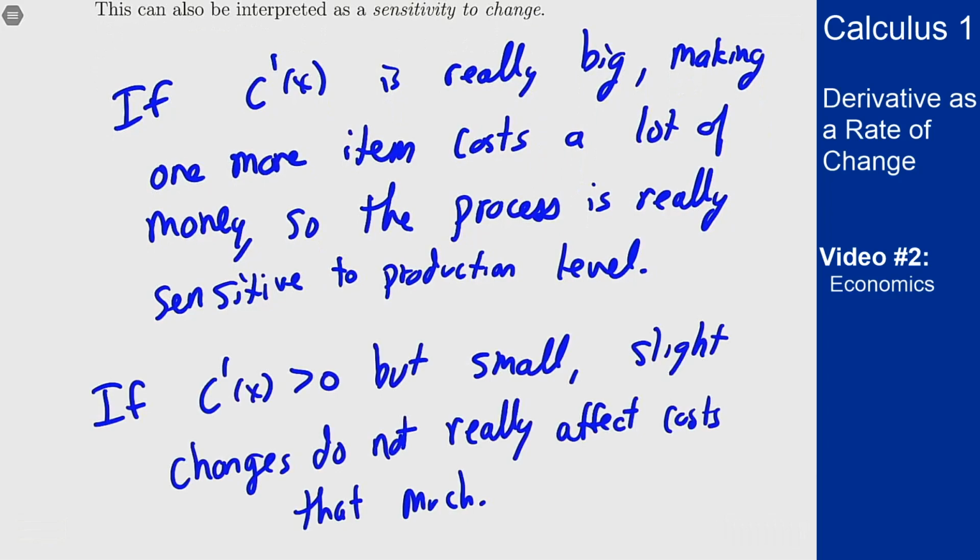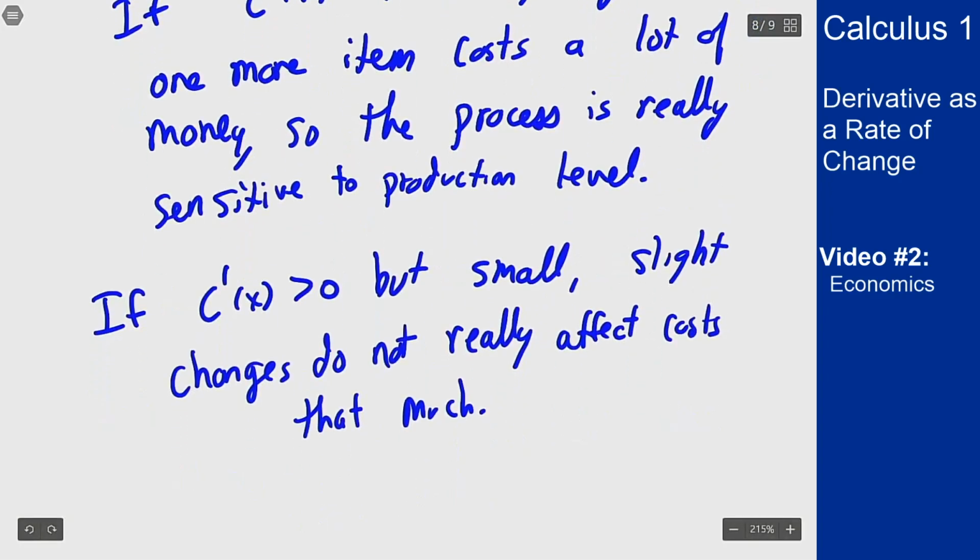So in this last case, my process is really not that sensitive to change. It doesn't really matter if the numbers go up by a little bit or down a little bit. My costs really aren't going to change that much. This would be a low sensitivity situation, which is indicated by a small derivative.